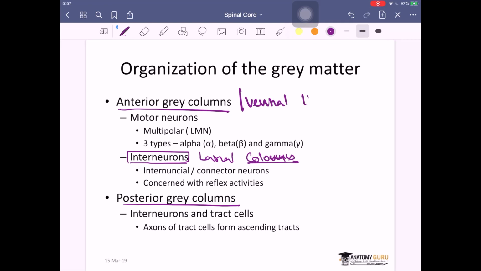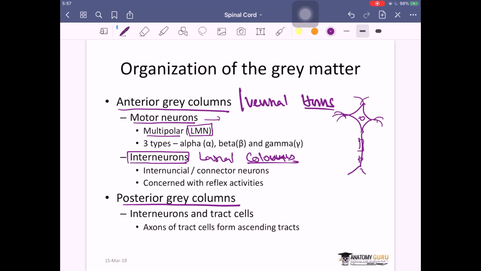Now, the anterior gray column, we said, is also called the ventral horn. A ventral column or ventral horn is filled with motor neurons. These motor neurons are called lower motor neurons, LMN, and they are multipolar. When you say multipolar, they have multiple polarity: they have only one axon and multiple dendrites. Such neurons are what we call multipolar.